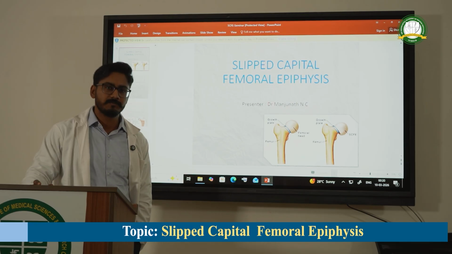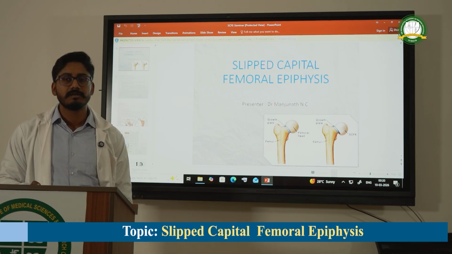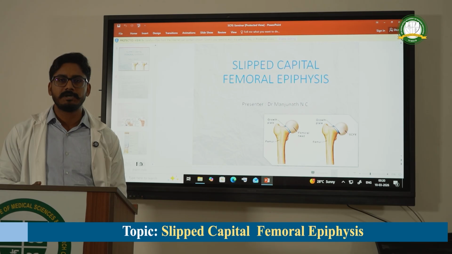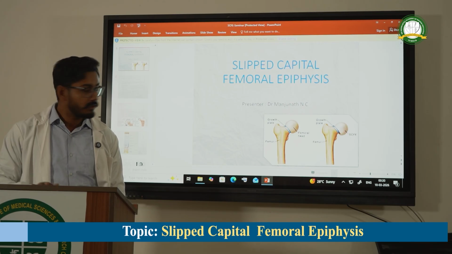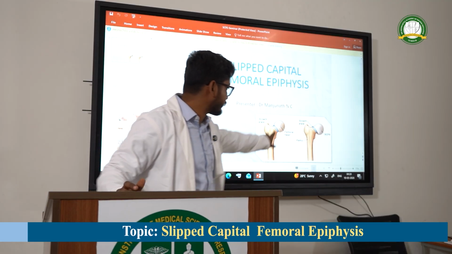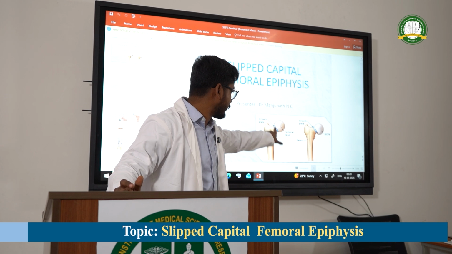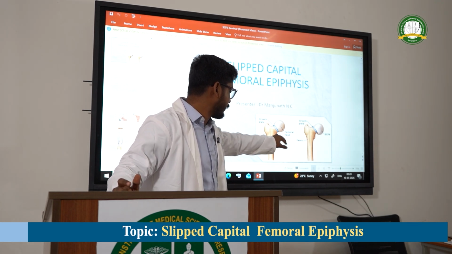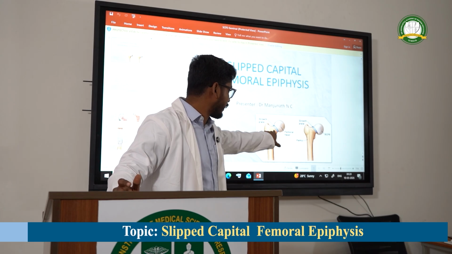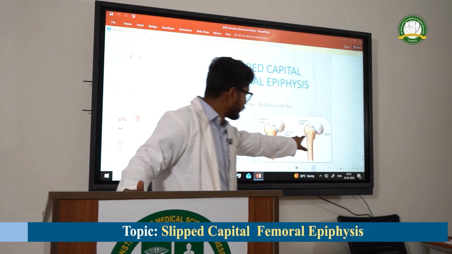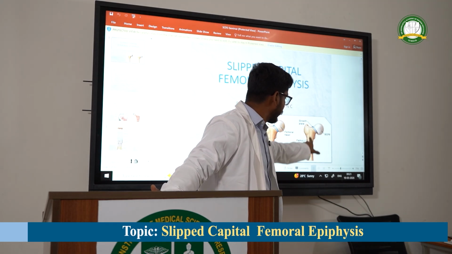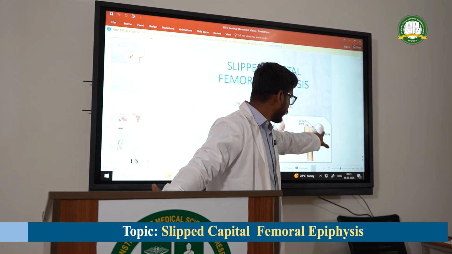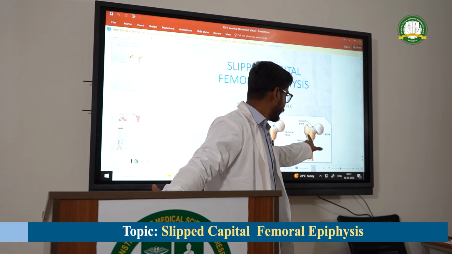Today, I have come to present a topic which is slipped capital femoral epiphysis. As you can see, this is the femoral head and this is the growth plate, that is physis, and this is the proximal femur distal to the physis, the neck part. There is a displacement of capital femoral epiphysis in relation to the neck.